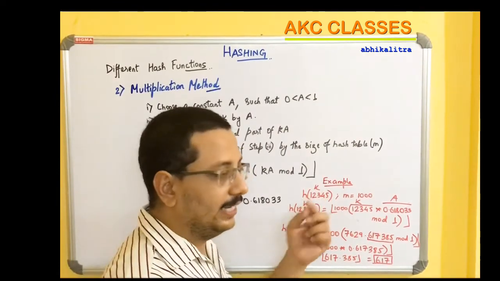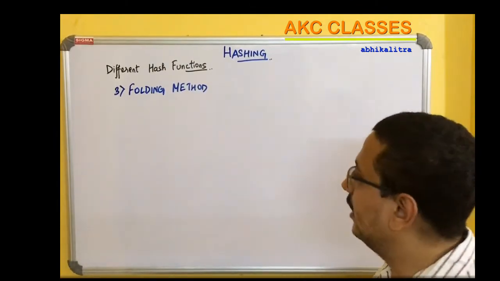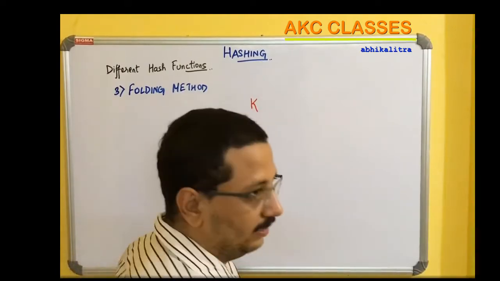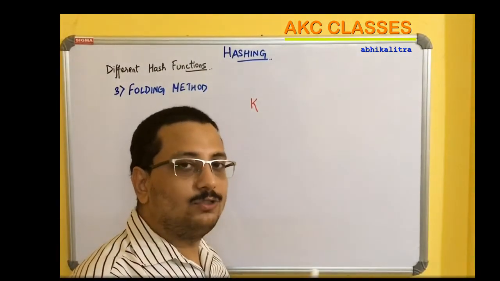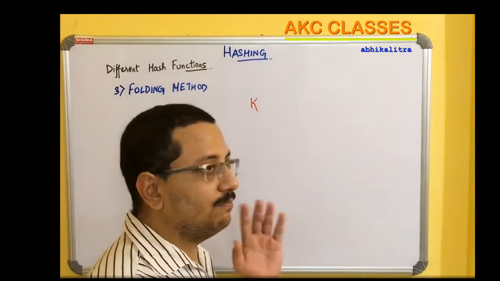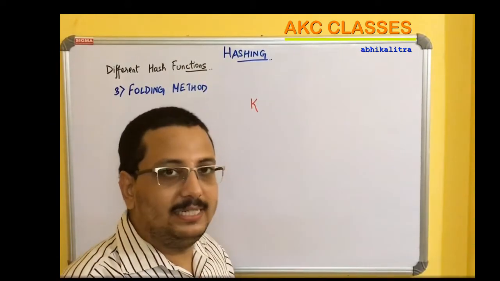Now we come to the third hashing function, which is the folding method. In the folding method, the key k is also the data value in our example, and we have to store the data value in a hash table. Then we first have to map the key k to a feasible integer value.